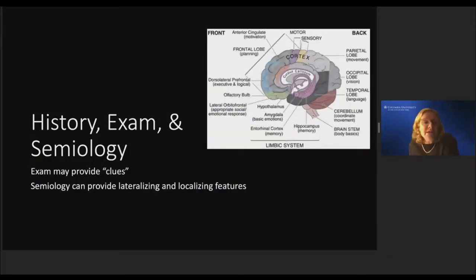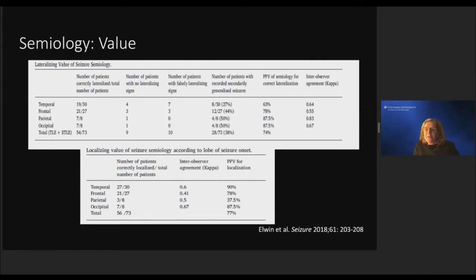So the history, exam, and semiology: the exam can provide us clues and the semiology can provide lateralizing and localizing features as discussed. This was from a paper published in 2018, and I'll draw your attention to the temporal lobe findings. Looking at the value of lateralizing, 19 out of 30 cases within temporal lobe. And certainly when you think about our case, the clearest lateralizing features we had were potentially the post-ictal nose wipe, as well as the aphasia. And then localizing value, according to Lowe, we do much better in the temporal lobe with 27 out of 30 cases. And our case certainly demonstrates that.